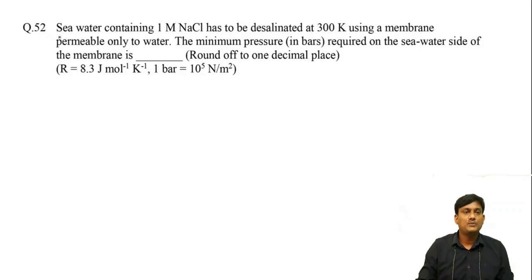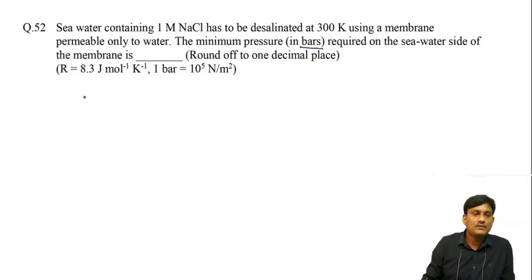Question number 52. Seawater containing 1 molar NaCl has to be desalinated at 300 Kelvin using a membrane permeable only to water. The minimum pressure required on the seawater side of the membrane is. Okay, the pressure in terms of bars.